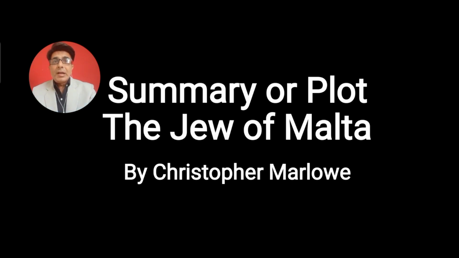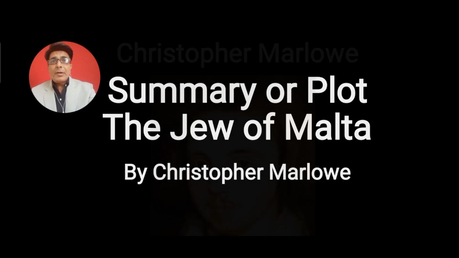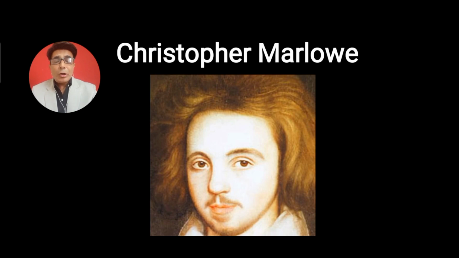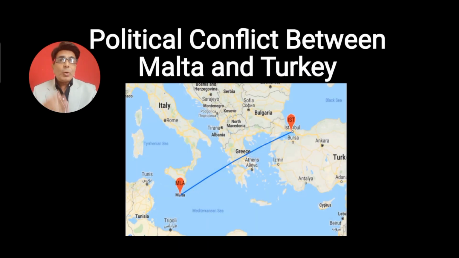In today's lecture, we want to discuss the summary or the story of a very famous tragedy, The Jew of Malta, written by Christopher Marlowe. As you can see in this picture, this is Christopher Marlowe, who lived during the 16th century in England and who is also considered the father of English tragedy. He is known for his four important tragedies.